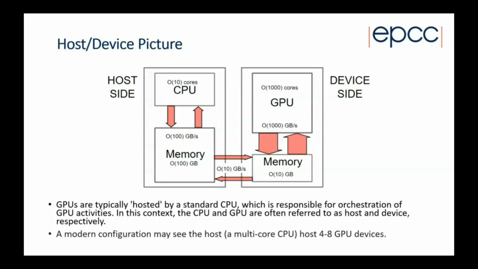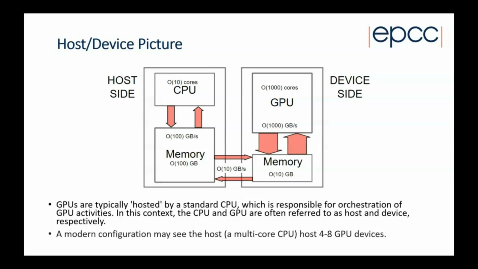In this context, the CPU and the GPU are referred to as host, the CPU, and device, the GPU. You'll hear this quite a lot. It will be important when you're writing transfer codes to transfer data between these two units, and it will be used quite frequently to refer to the GPU as the device. So you'll just kind of get used to that, to be honest.